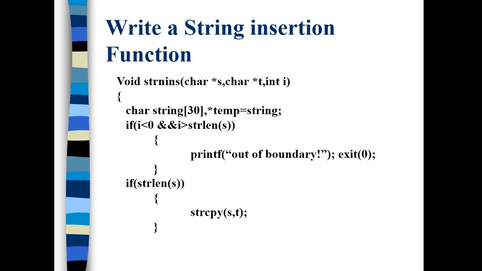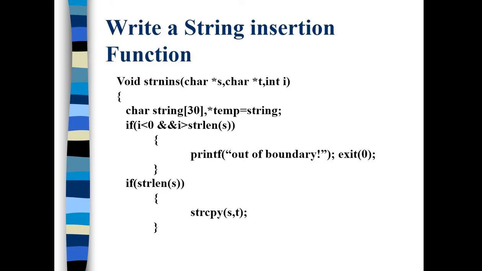Okay, so here we have a string s, its size is 30, and we have a temporary string also. If the i value is negative, or if it is greater than the length of the string, it will return out of boundary. Otherwise, we need to find out the length of the string, then copy that string s into a temporary string t.